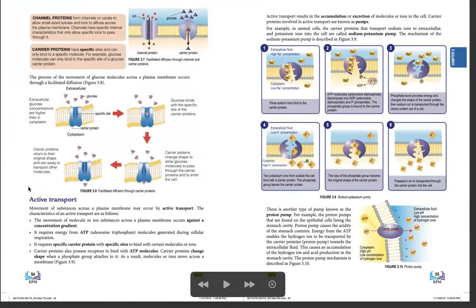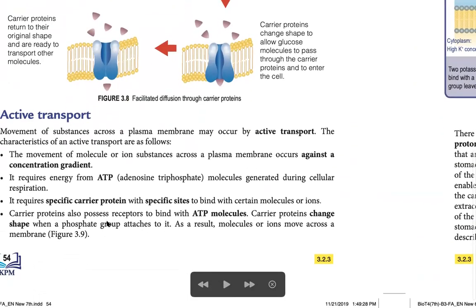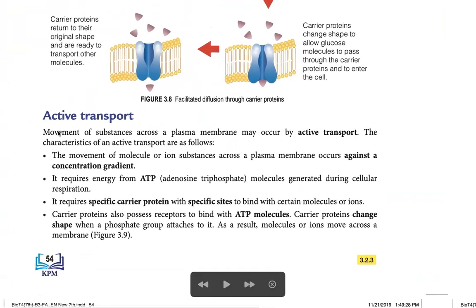Okay, the next one is active transport. Active transport ni dia tak ada contoh. Satu saja contoh je, iaitu active transport. Okay, apa karakteristik dia? Okay, kita pergi satu-satu. Okay, the movement of substances across the plasma membrane may occur by active transport. Okay, now we have done passive transport yang ada 3 tu: simple diffusion, osmosis dan juga facilitated diffusion. Now we go for active transport. Okay, so the characteristics of active transport, okay, ini contoh dia.